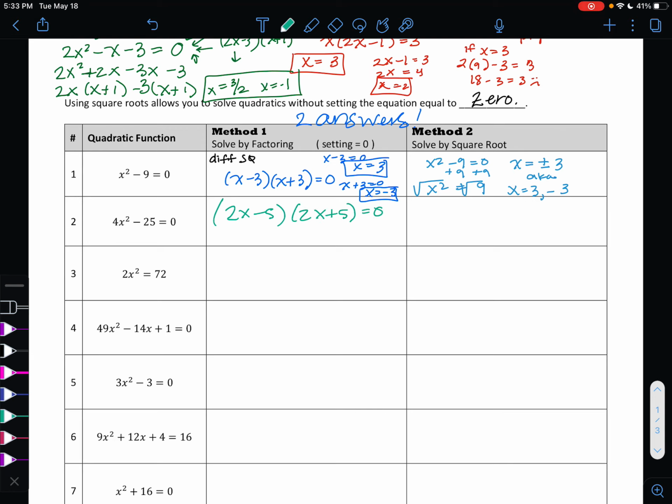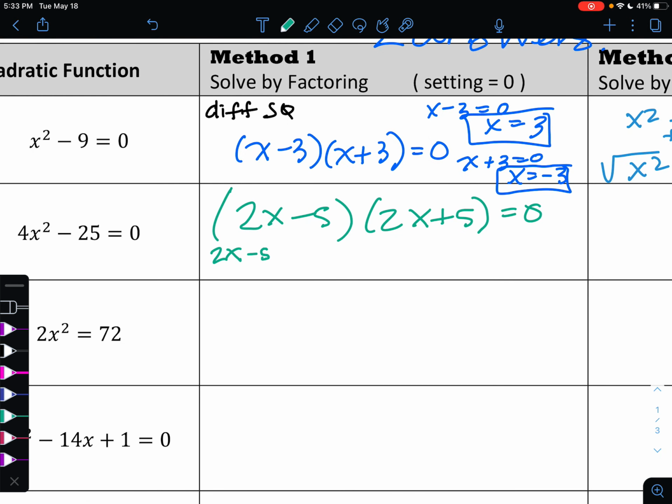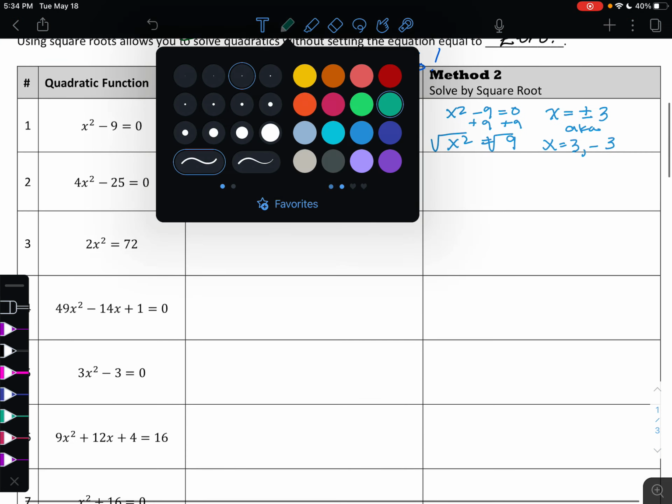Okay, here's where I notice some of us making some mistakes. 2x minus 5 equals 0. Add 5. 2x equals 5. x equals 5 halves is one of my answers. Same thing here. I need to say 2x plus 5 equals 0. 2x equals negative 5. x equals negative 5 halves. These are my 2 answers if I'm using factoring.